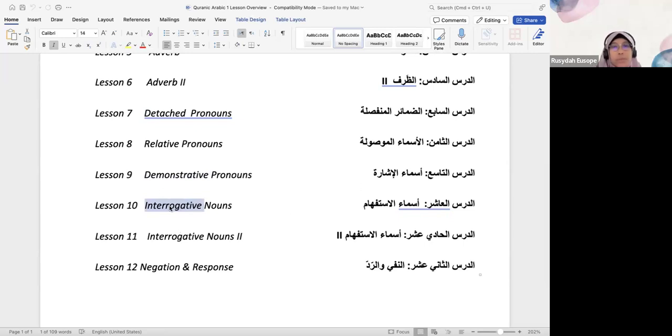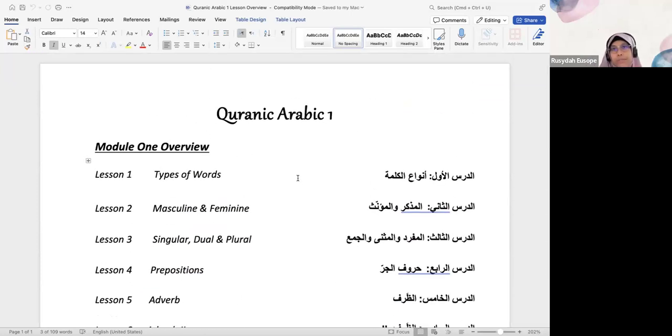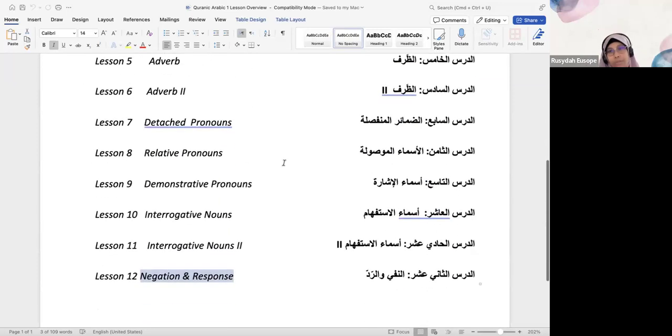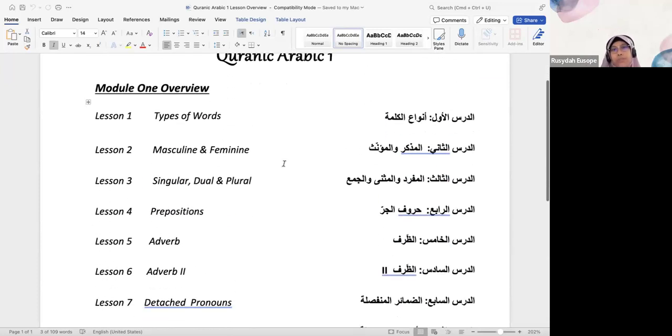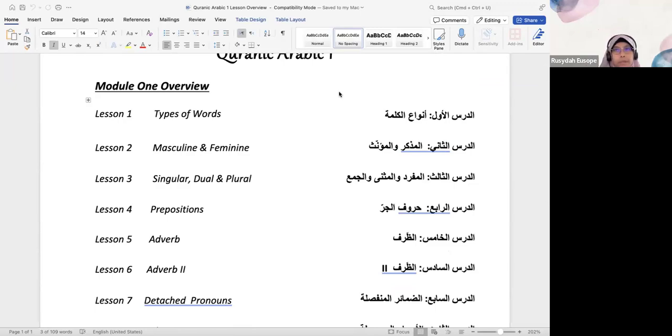And then lesson 10, Asma'ul Istifham or interrogative nouns. And lesson 11 also. So we break this topic into 2 lessons because there's quite a number of question words. And then lesson 12, An-Nafyu wa-Rad, negation and response. So some vocabs that are used to negate a sentence or a verb, and then response words that are used in response to the dialogue, or in response to an incident, or in response to the previous ayah. So that's all. These are the topics that will be covered in this module 1, inshallah. So 12 lessons altogether, but not necessarily 12 topics, like lessons 5 and 6 are one topic. Okay, let's go to today's lesson.